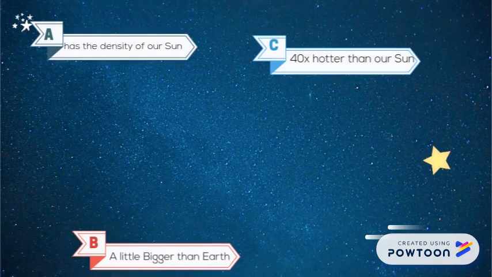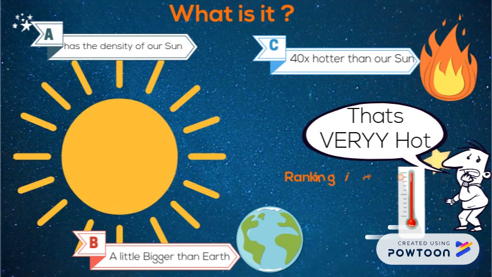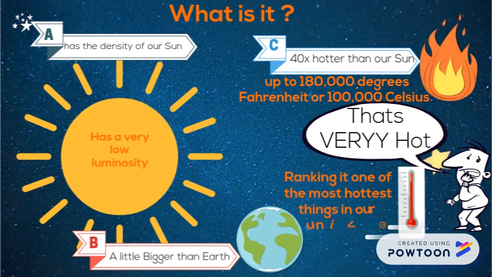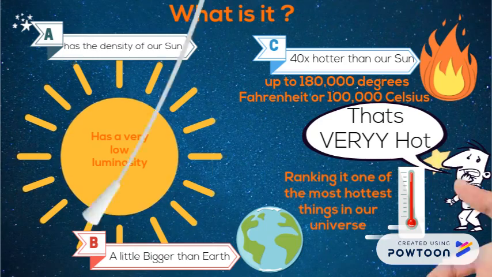A white dwarf star has the density of our Sun but the size of our Earth. A white dwarf has a low luminosity but is 40 times hotter than our Sun, ranking it one of the hottest things in our universe, reaching up to 180,000 degrees Fahrenheit or 100,000 degrees Celsius in surface temperatures.